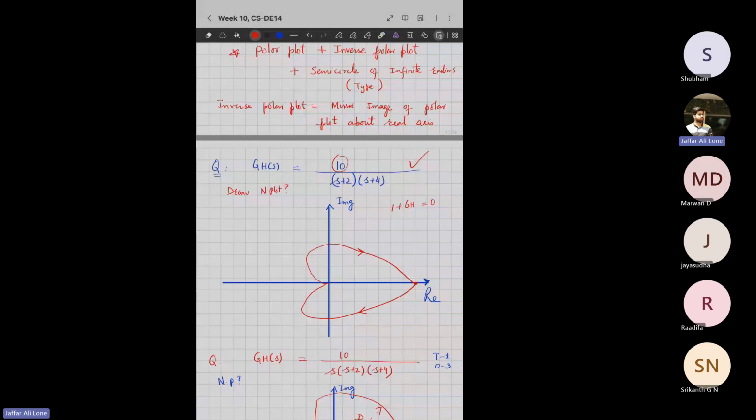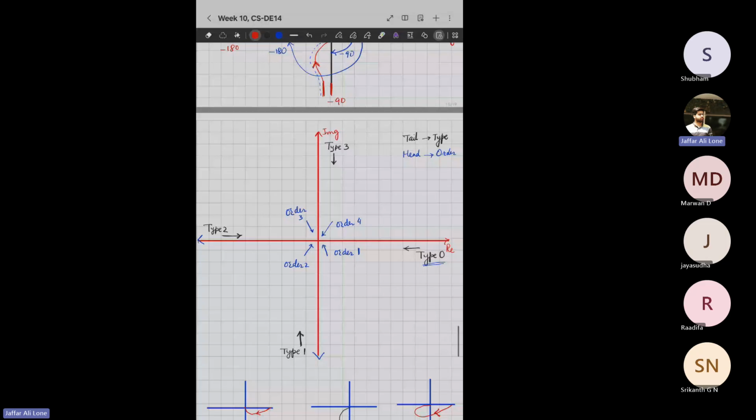Most of the problems asked in questions fit in this chart. If you know how to draw the polar plot from this chart, you will be able to draw the Nyquist plot as well. Now, why are we making this polar plot? Why are we making the Bode plot? Why are we making this Nyquist plot?